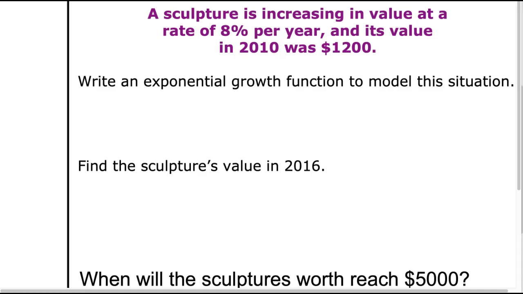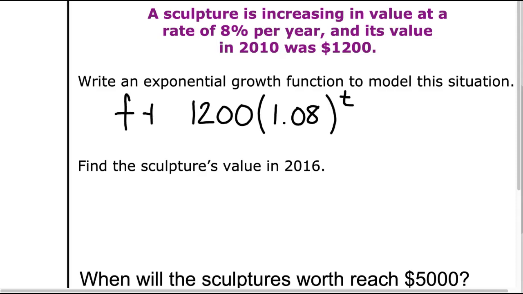Okay, another growth, and we have 8%. So this is going to be an original value of 1,200. So we have 1,200 times 1.08. Don't put 1.8, because that would be how many percent? 80%. So 1.08 is 8%, to the t, and this again is a function with respect to time. We got 1,200 times 1.08 to the t. We want to know what's the value in 2016.